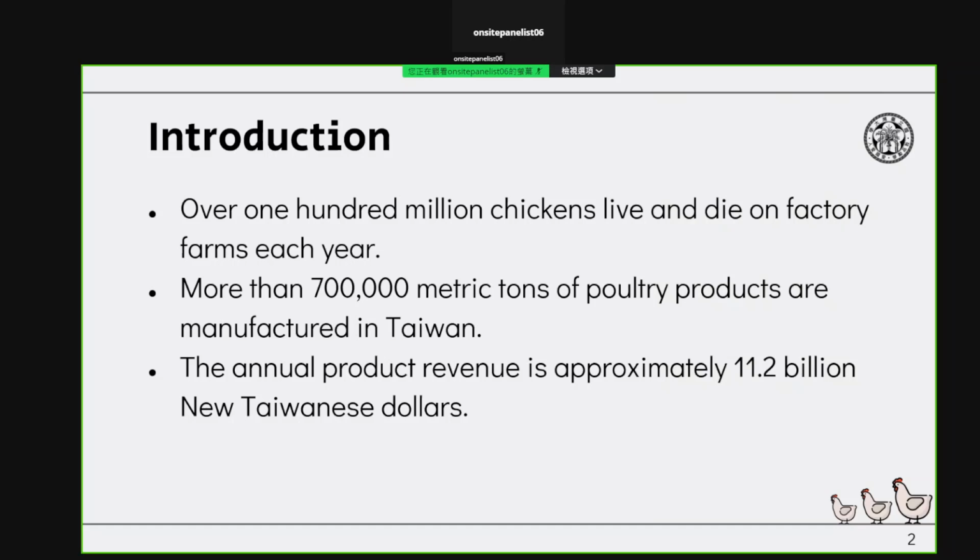Based on the annual report from the Council of Agriculture, there are over 100 million chickens living and dying in the chicken factory farms each year. In fact, more than 700,000 metric tons of poultry product are manufactured in Taiwan, and it brings around 11.2 billion New Taiwan dollars in annual product revenue.